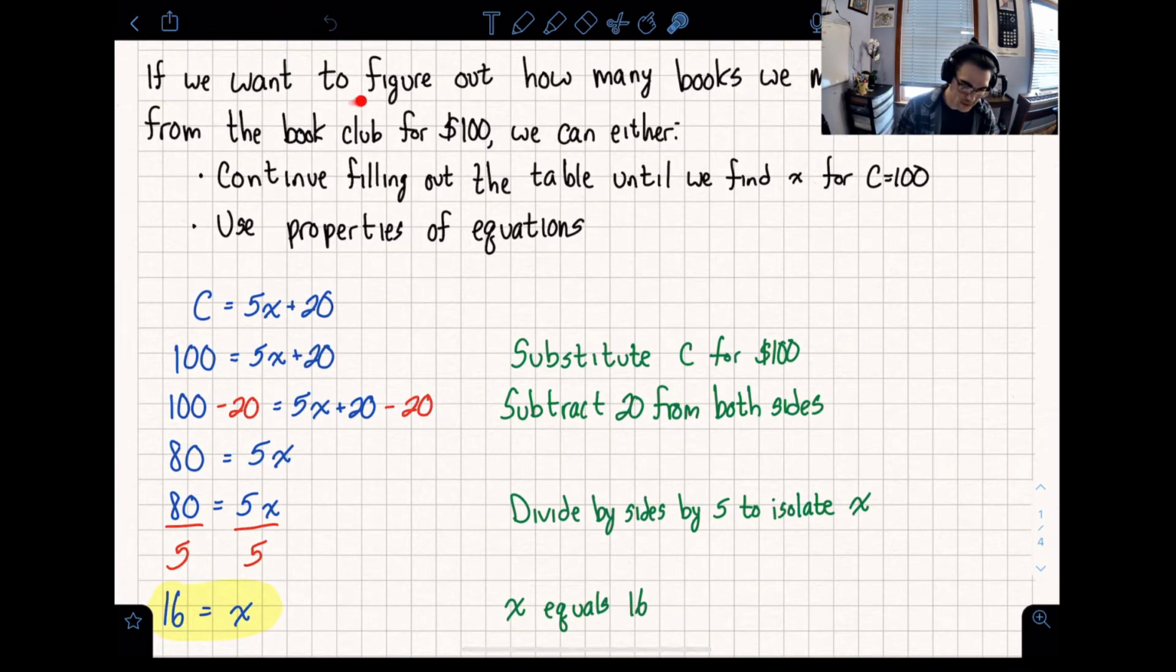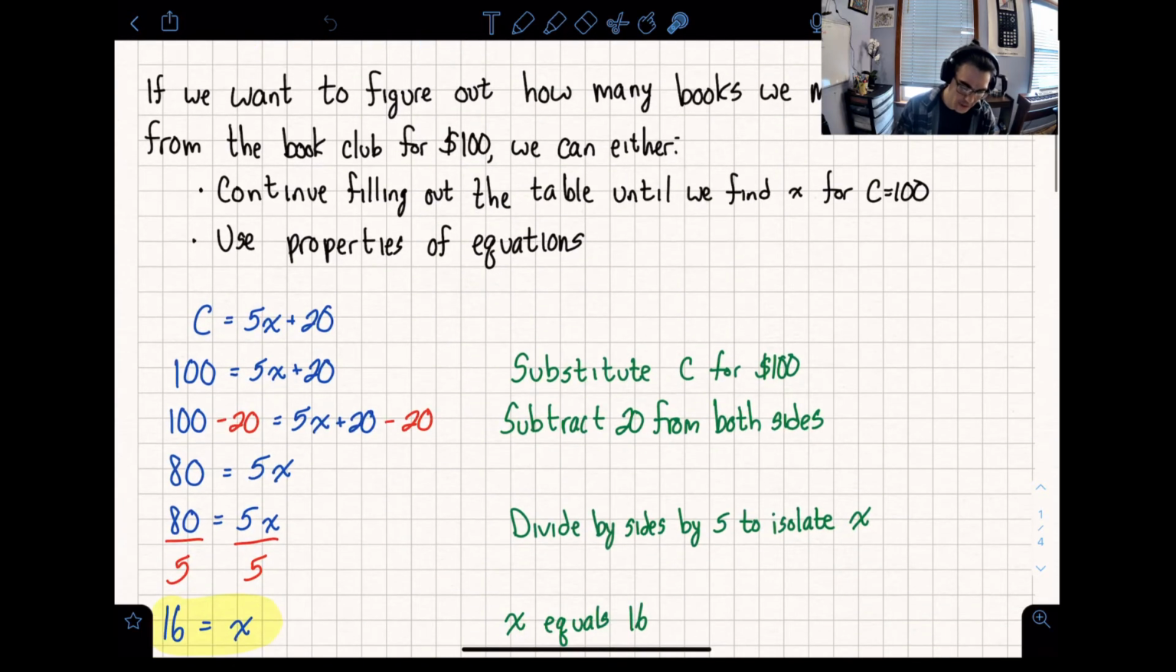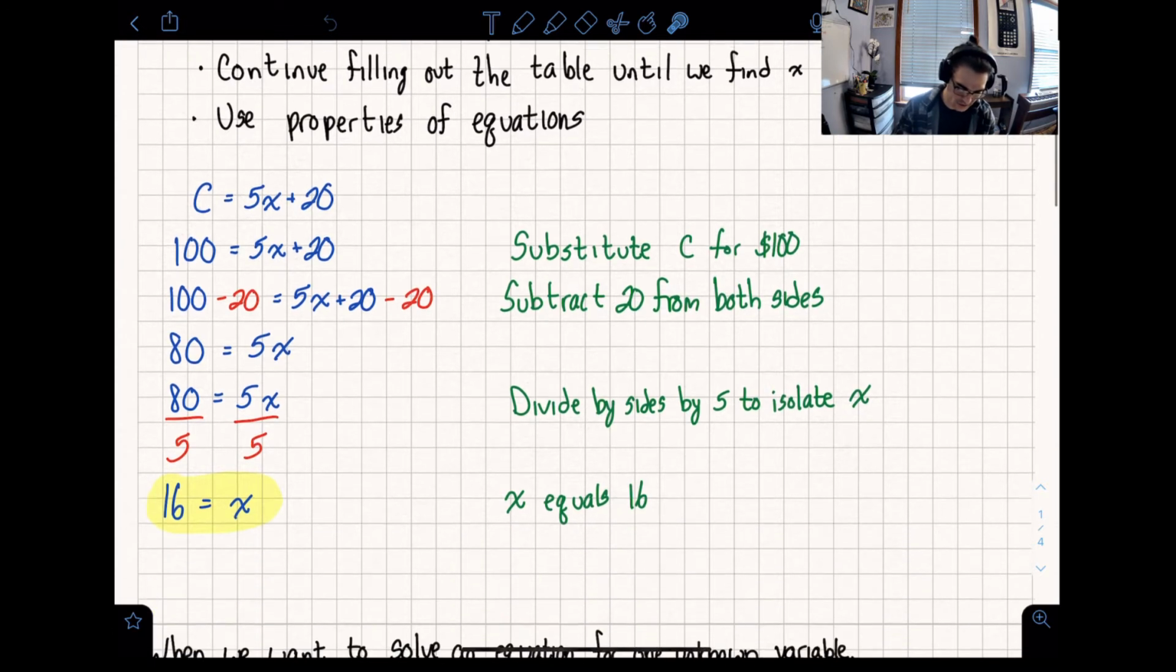Now, if we want to figure out how many books we may get from the book club for $100, we have 2 options here. We can continue filling out the table until we find the x for C equals 100, which we left off at 45, so getting up to C equals 100 would take a while, and we don't want to do that. Or alternatively, we can use the properties of equations. Okay, and here's how we can go about this.